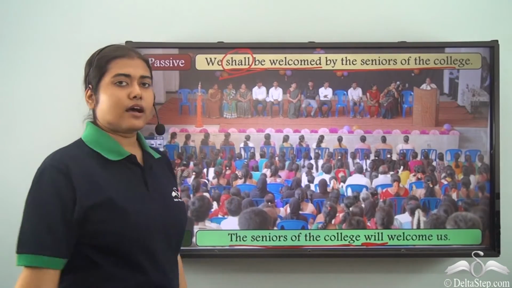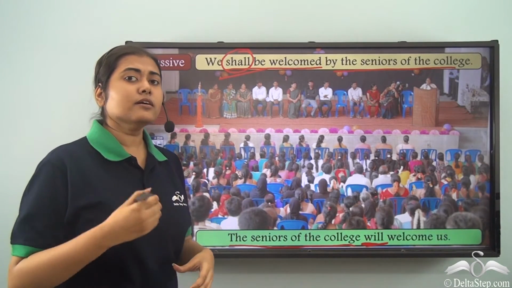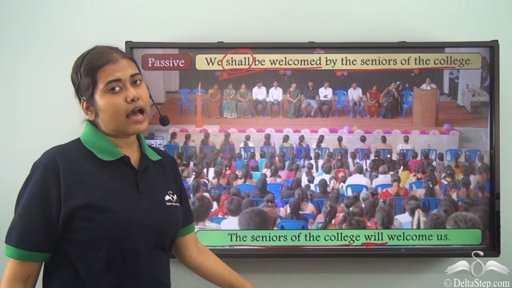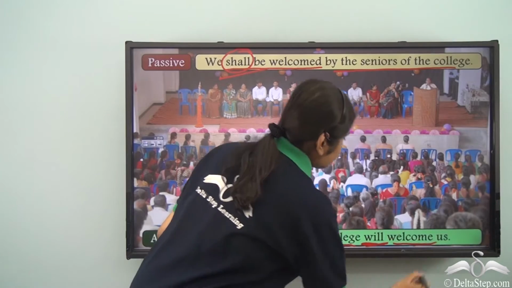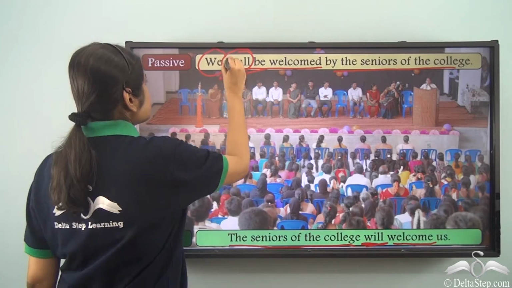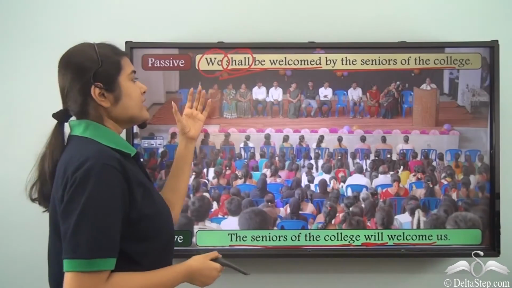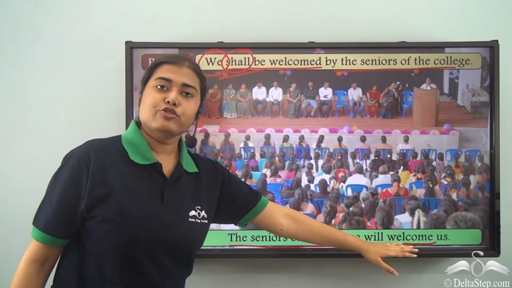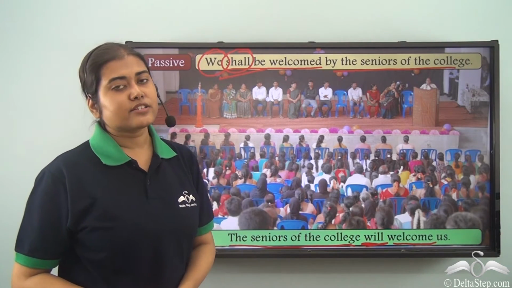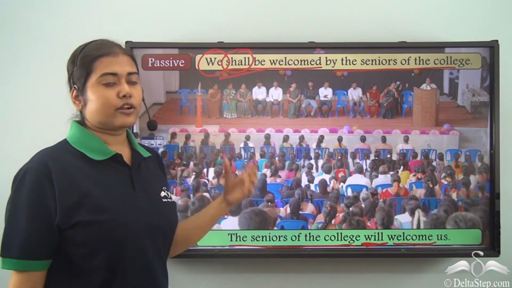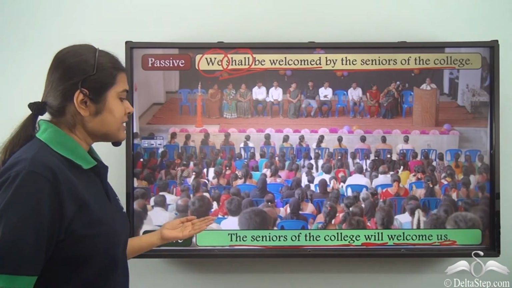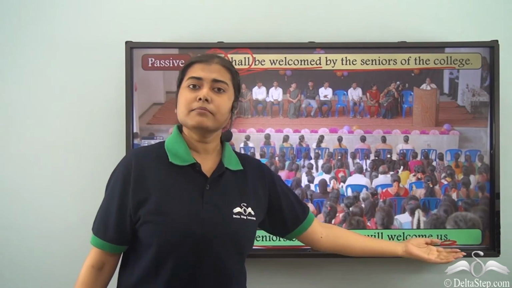Now shall be tells us that the be verb is in the future tense. So we need a simple future tense in the active voice. So that will be will welcome. Now the subject in the passive voice is we. We is a pronoun in the subject position. Now this we is going to be placed in the object position in active voice. So instead of we are going to use the object pronoun us. So the sentence becomes, the seniors of the college will welcome us.